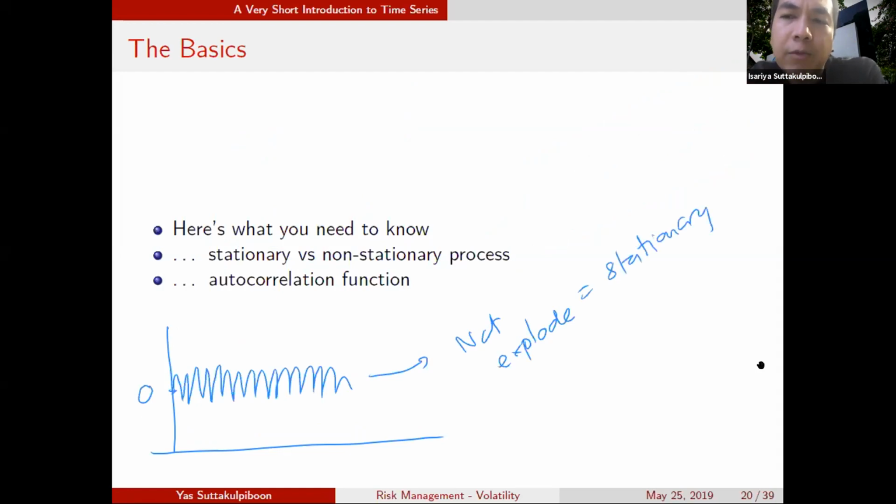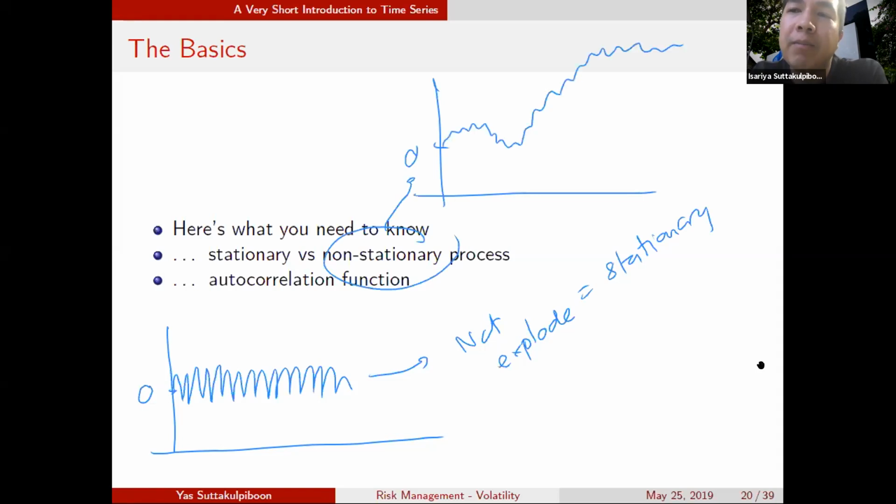That's one way to look at it, right? We're going to talk about stationarity, and non-stationary is when it explodes, right? It probably grows somewhat over time like this. So this is non-stationary. But there could be other ways to look at stationarity and non-stationarity too. But explode or not explode is an easy way to look at the time series at this point, right?